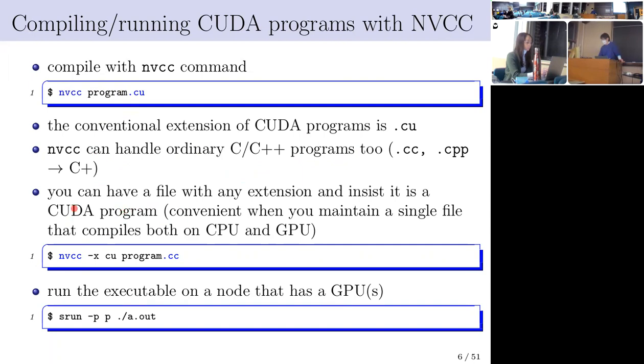And one thing that is often very convenient is to compile a file having an ordinary C or C++ extension like .cc, .cpp, or .c using the NVCC compiler as a CUDA program. You can do this by saying -x cu. That -x cu essentially says, no matter what kind of extension the next file has, it is a CUDA program, so you should compile it as a CUDA program. This is what -x cu does.